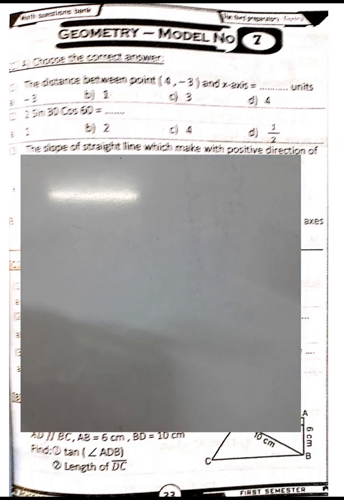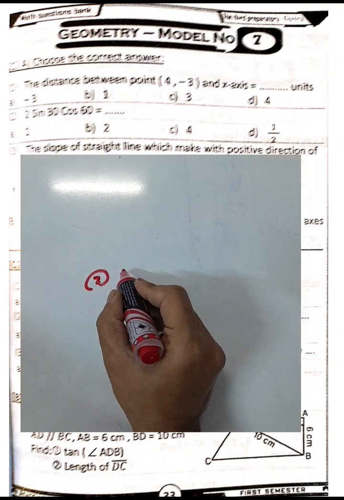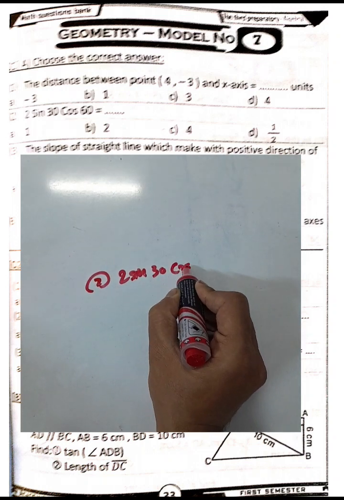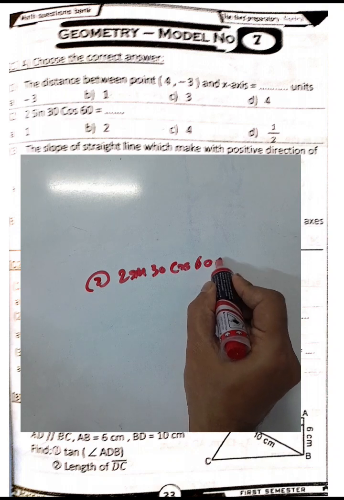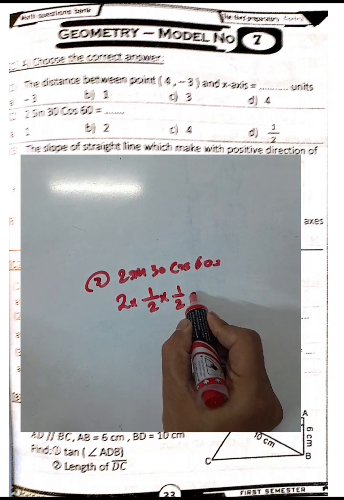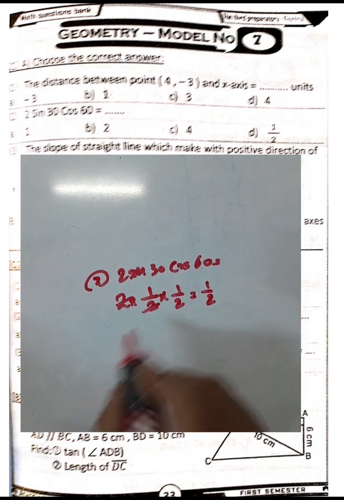Question number 2. We have 2 sine 30 cosine 60. Sine 30 is half and cosine 60 is half. The result will be half.